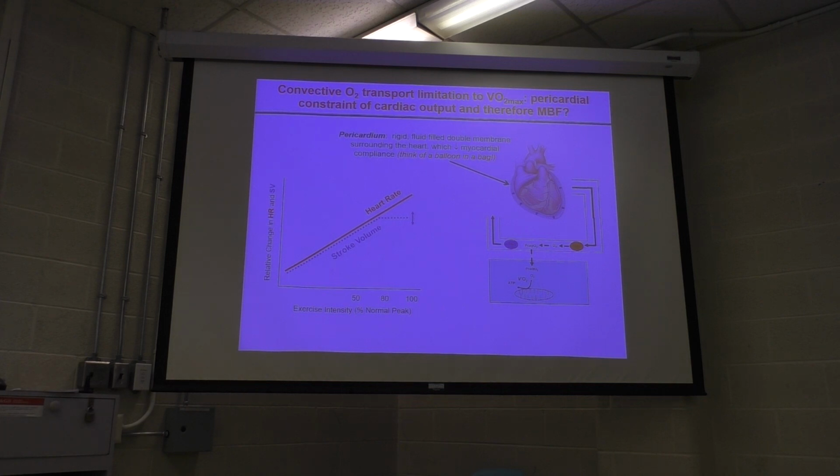Does anyone remember if I mentioned the pericardium one day? It's a real random thing that I thought I mentioned, but is someone nodding? I did mention it. Good. Okay, good. Sorry. So the pericardium is a rigid, fluid-filled double membrane surrounding the heart, which decreases myocardial compliance.